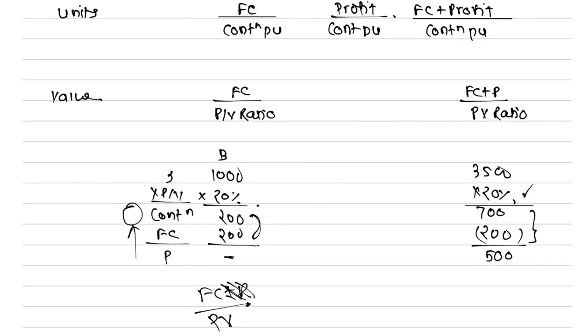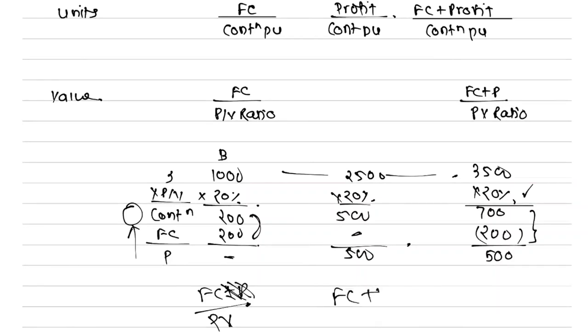Achha, margin of safety. Let us say, what is your margin of safety? 2500. Or let us say margin of safety. Agar, if you want to earn 500 ka profit, what is your margin of safety? At margin of safety, do you pay fixed cost? It is already paid, so that will become this. So 500 divided by 20% also will do. Actually, the formula is fixed cost plus profit divided by PV ratio.